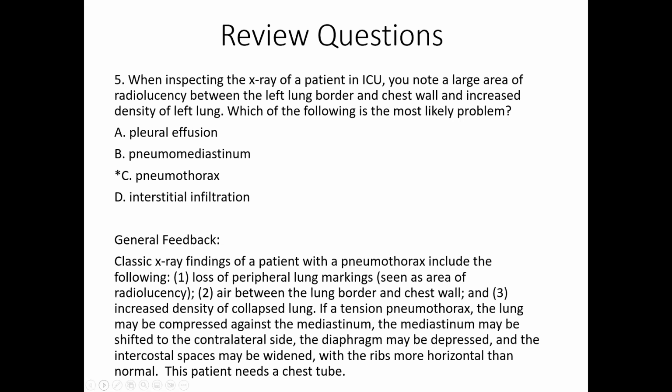If it's a tension pneumothorax, the lung may be compressed against the mediastinum. The mediastinum may be shifted to the contralateral, the opposite side. The diaphragm may be depressed because you have all this air on that affected side, and the intercostal spaces may be widened because of that excessive air, with the ribs more horizontal than normal. This patient needs a chest tube, and he needs to be decompressed immediately.